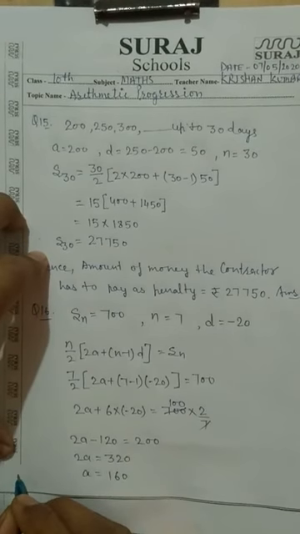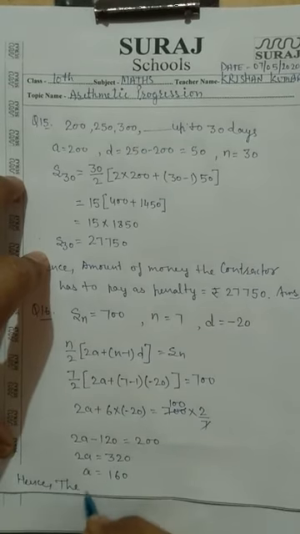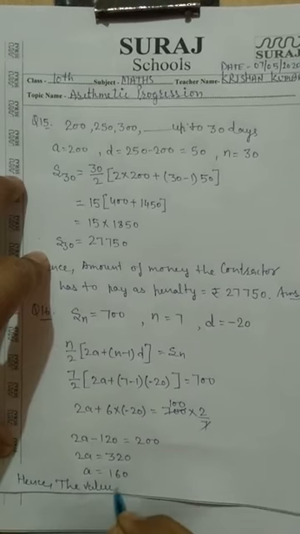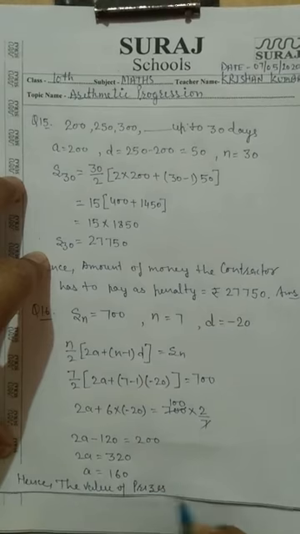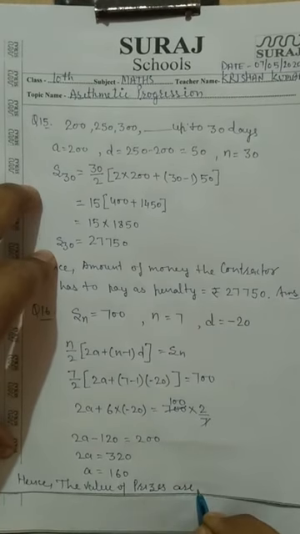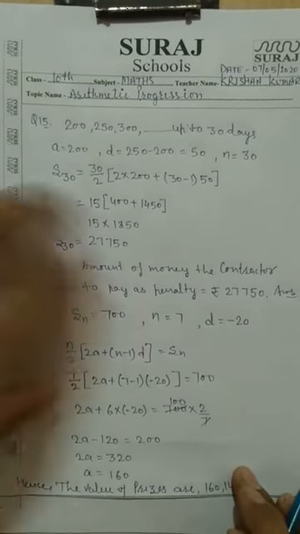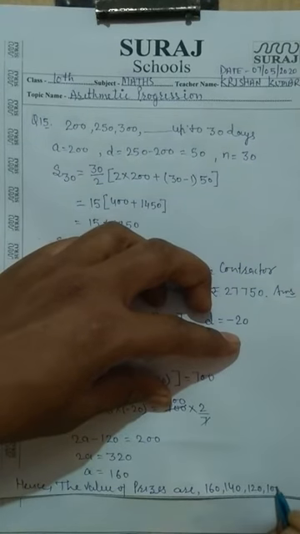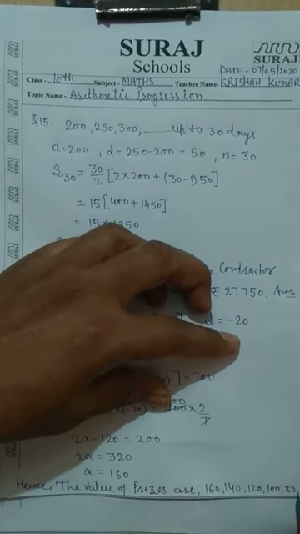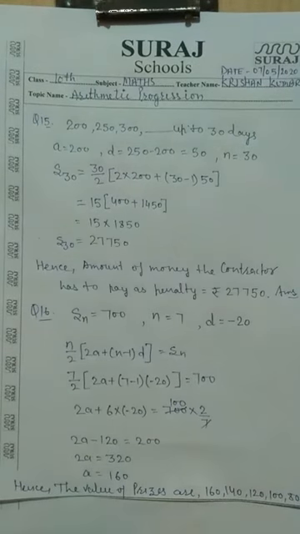Hence the values of the prizes are 160, next is 140, next is 120, next is 100 and next is 80, and so on. 7 prizes only. Okay students, I hope you have understood.